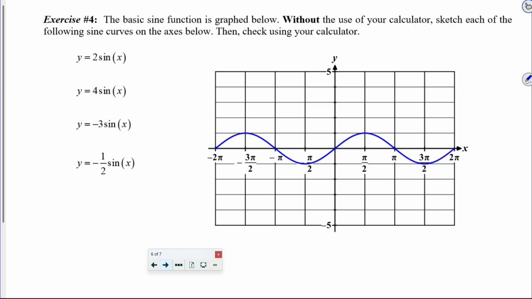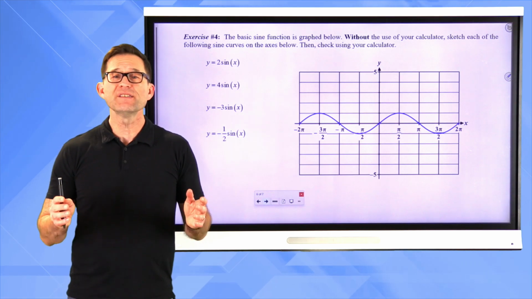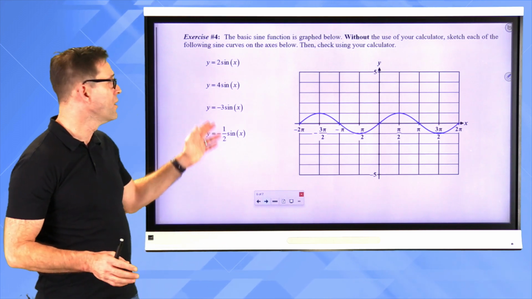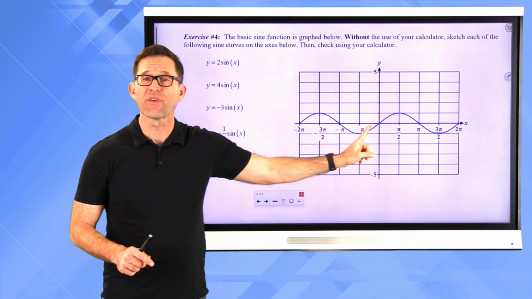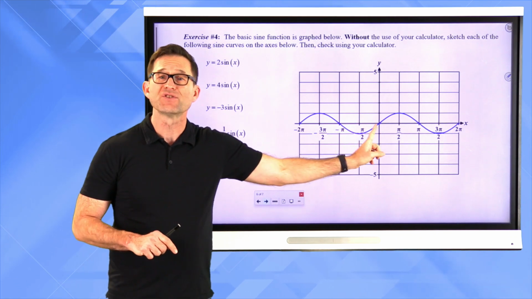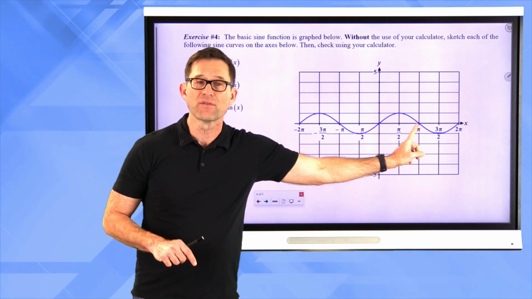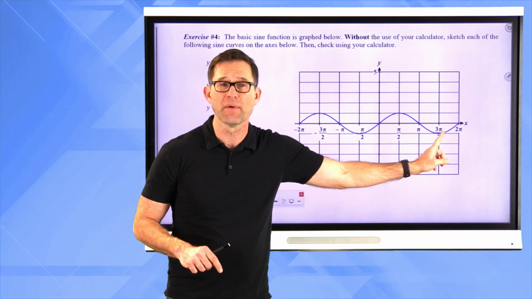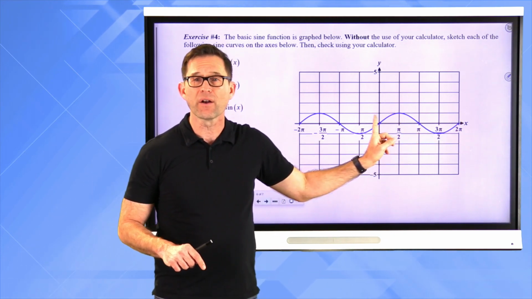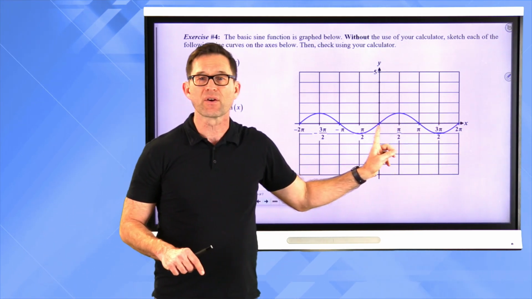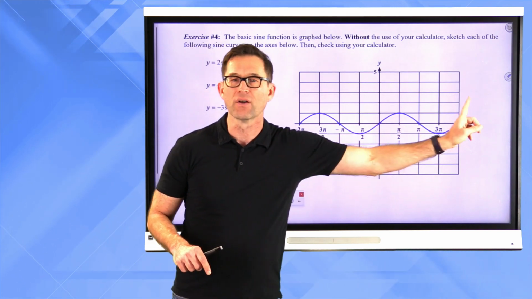Exercise number 4. The basic sine curve is graphed below. Without the use of your calculator, sketch each of the following sine curves on the axes below, then check using your calculator. So this is exactly what we were just doing. We now have our sine curve, and notice that the sine curve, unlike the cosine curve, starts at the origin and then rises out of it to hit its maximum, then goes back down to the x-axis, then goes down to its minimum, then comes back up. The cosine always starts at its maximum. The sine curve starts at this midline and then goes up and down.